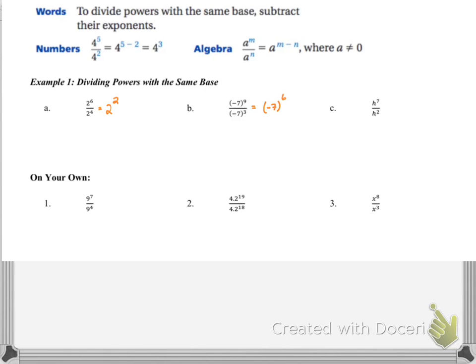And it doesn't really change if it's a variable, so h to the 7th divided by h squared, as long as my h is still the same, that's going to be my base, and then I subtract 7 minus 2. So try these on your own problems, numbers 1, 2, and 3. Pause the video. When you press play, the answer key will show up.